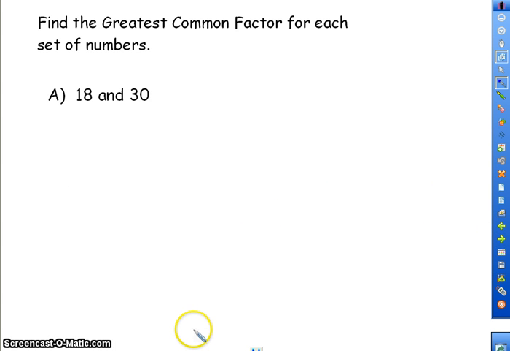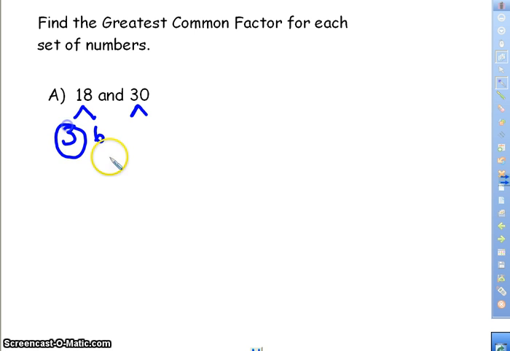So we're going to find the prime factorization of 18 and 30. I'm going to go ahead and do my tree diagrams for 18 and 30. For 18, I have 3 times 6. 3 is prime. For 6, I have 2 times 3, and 2 and 3 are prime.